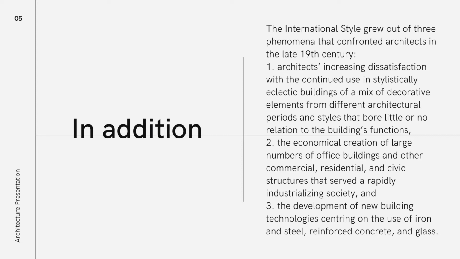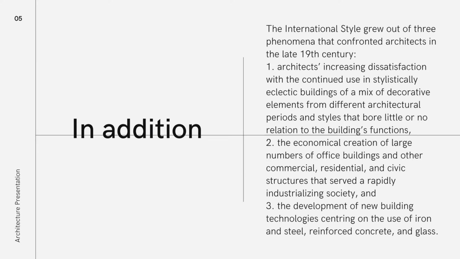Number one, the architects grew tired of the eclectic designs of buildings, the mix of different architectural periods and styles that bore no relation to the building's function. Number two, the economical creation of large numbers of office buildings and other commercial, residential, and civic structures that served a rapidly industrializing society. And last but not least, number three, the development of new building technologies, the use of iron, steel, reinforced concrete, and glass.